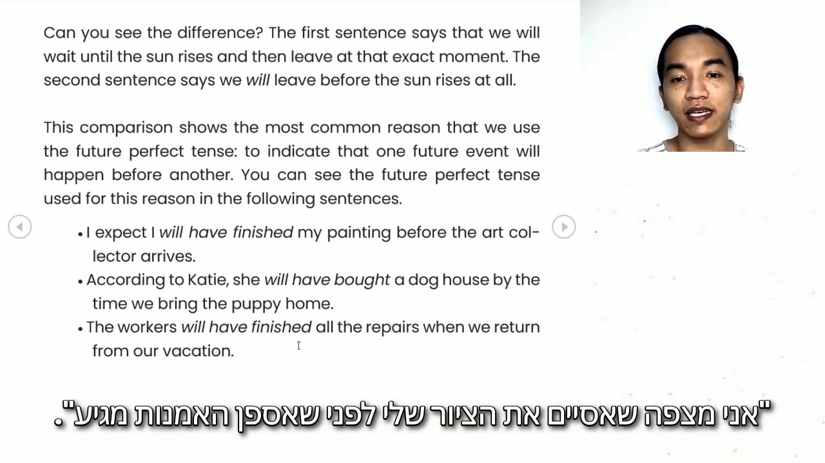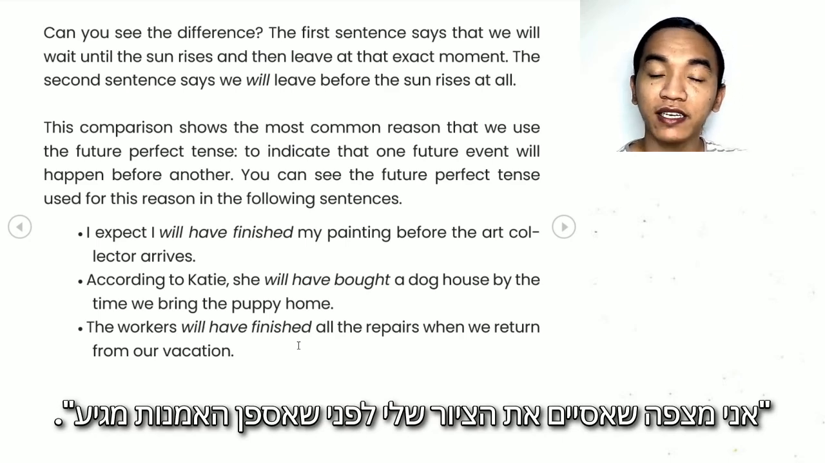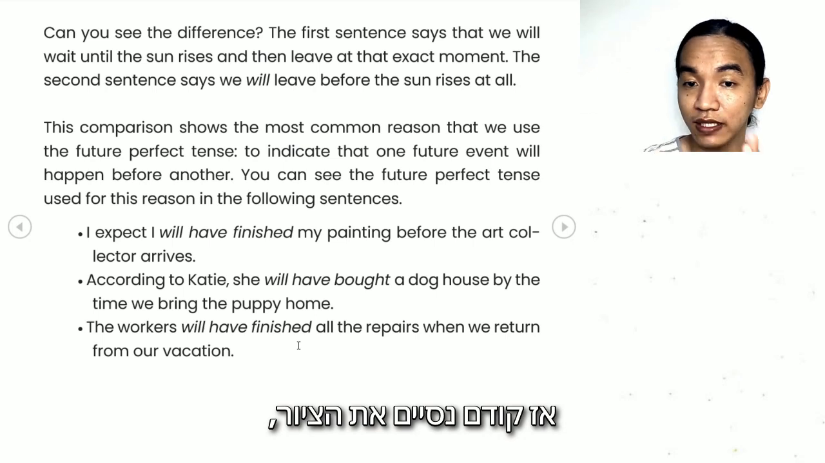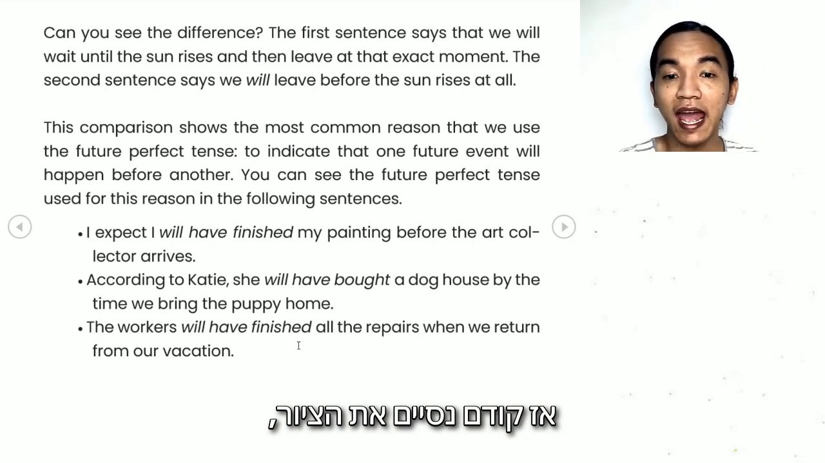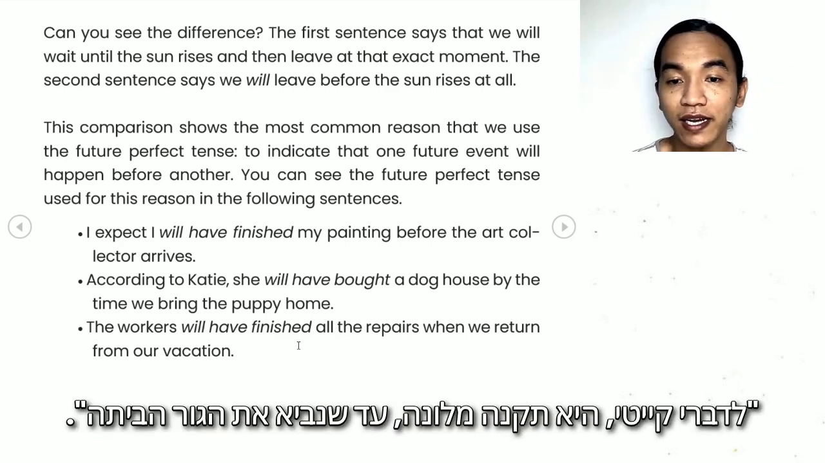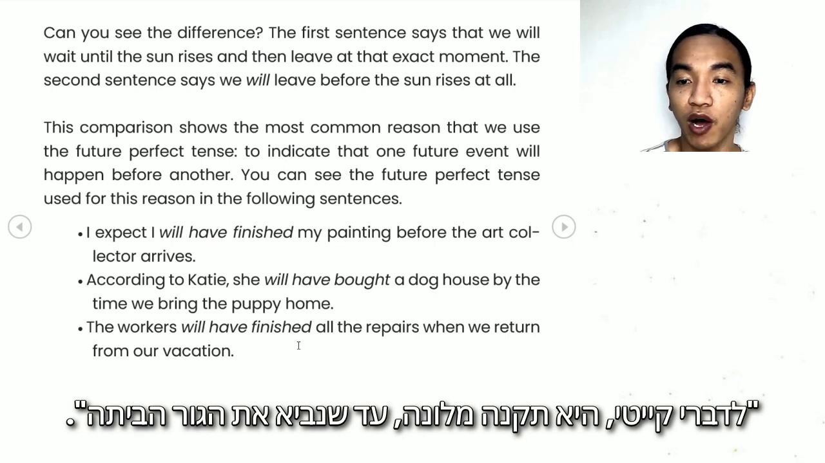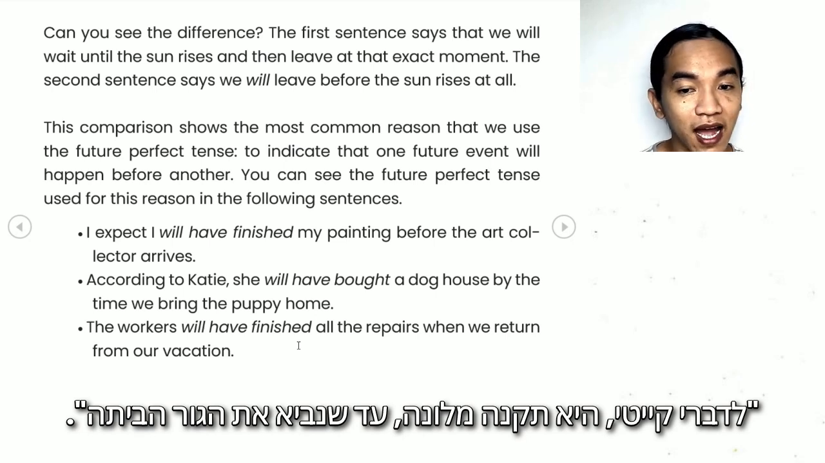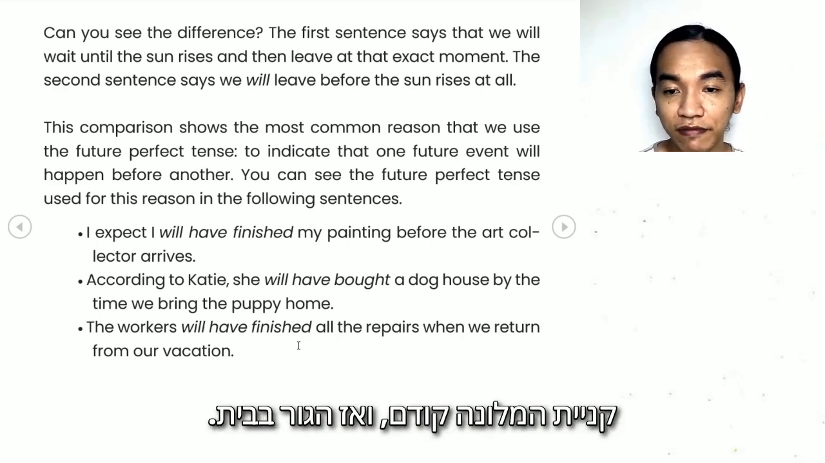I expect I will have finished my painting before the art collector arrives. So first, we'll have finished the painting, and then the second one, the art collector arrives. According to Katie, she will have bought a doghouse by the time we bring the puppy home. She bought the doghouse first and then brought the puppy home.